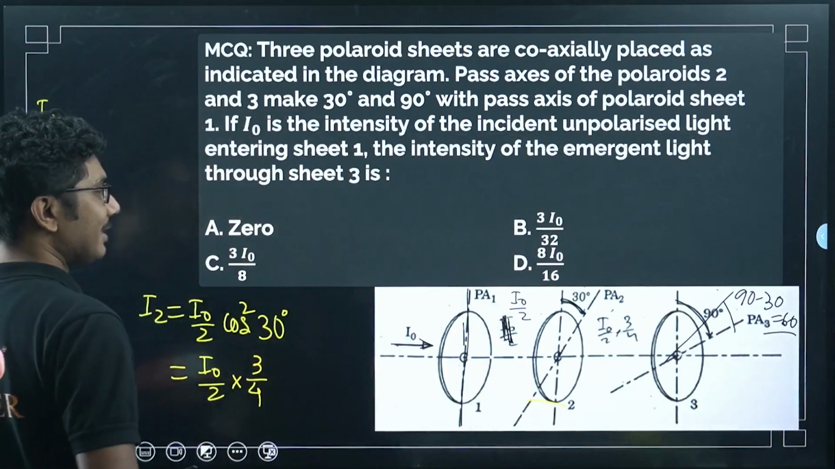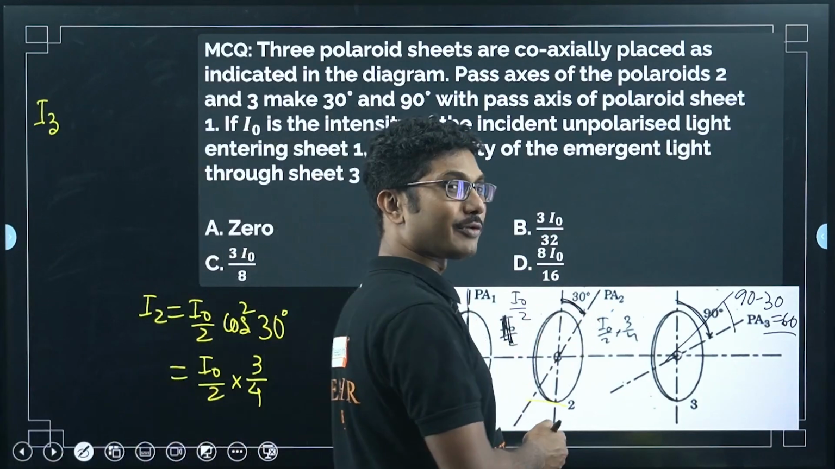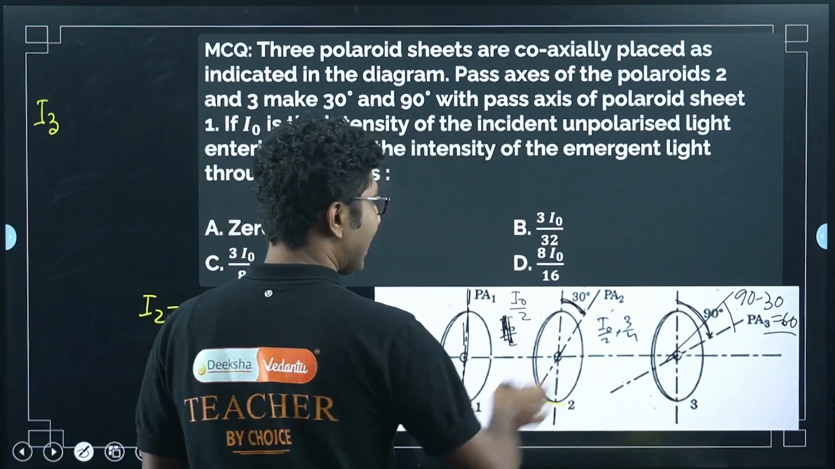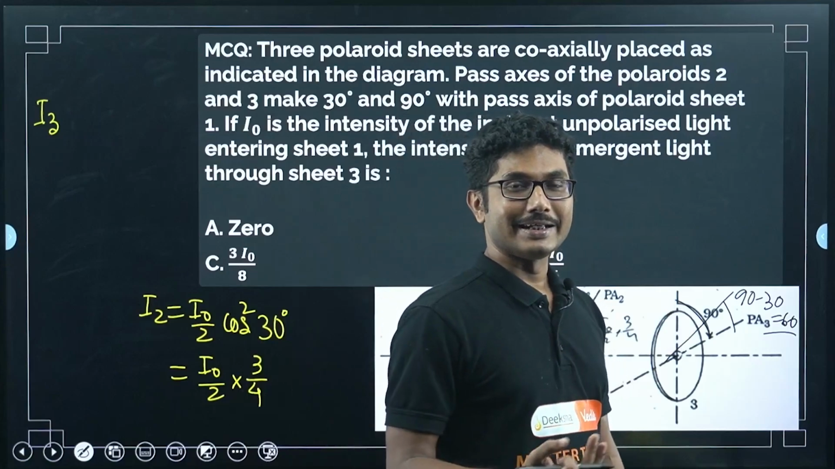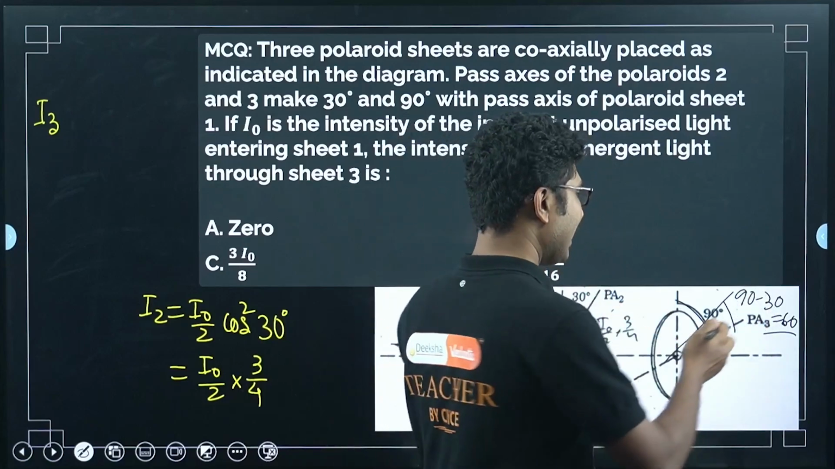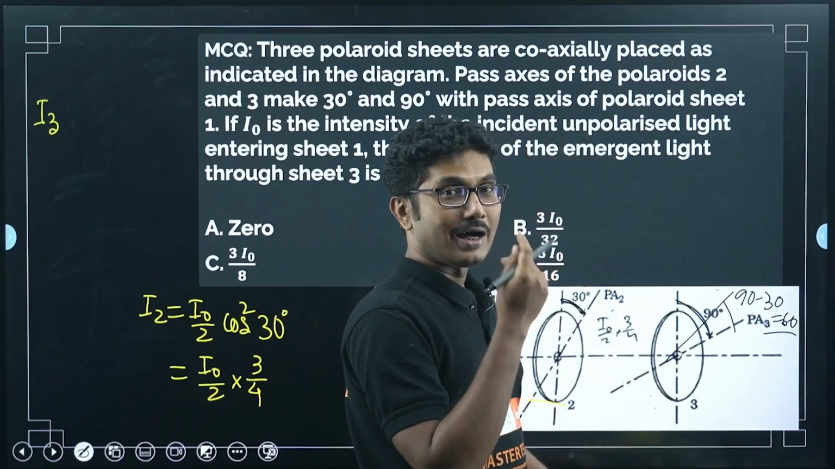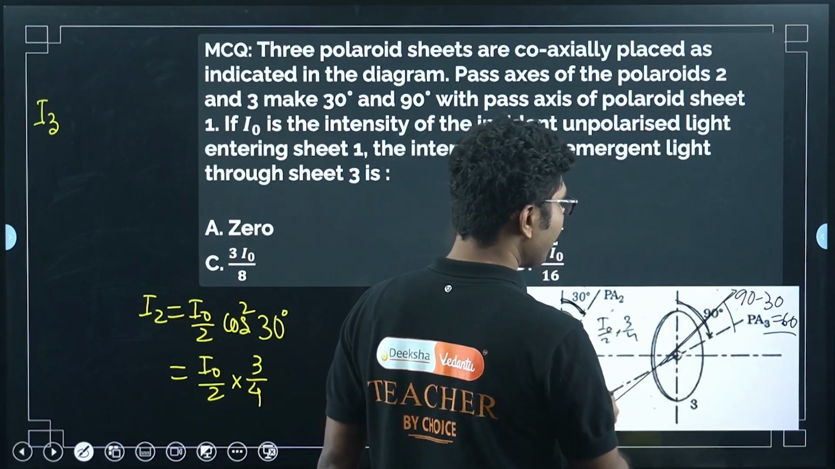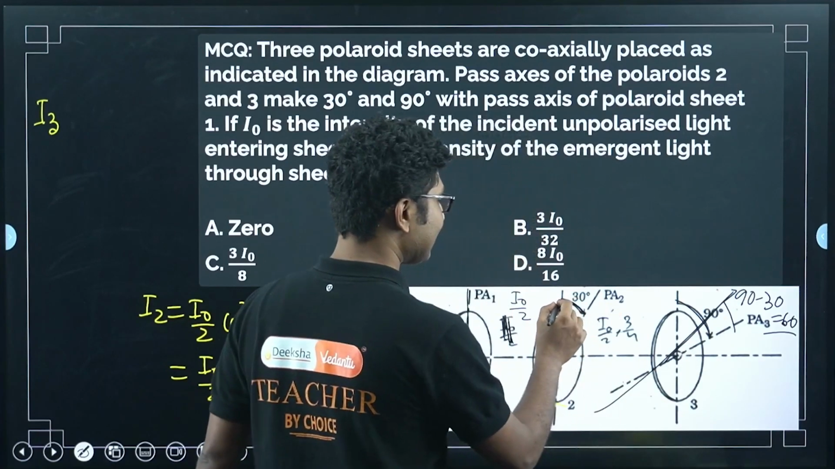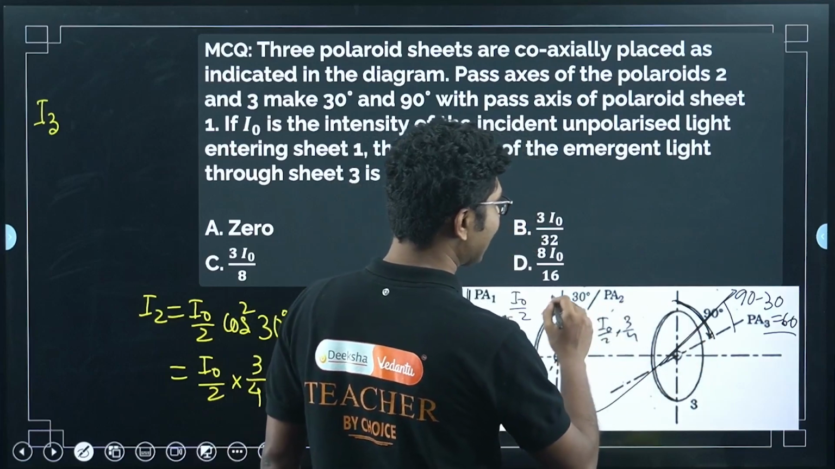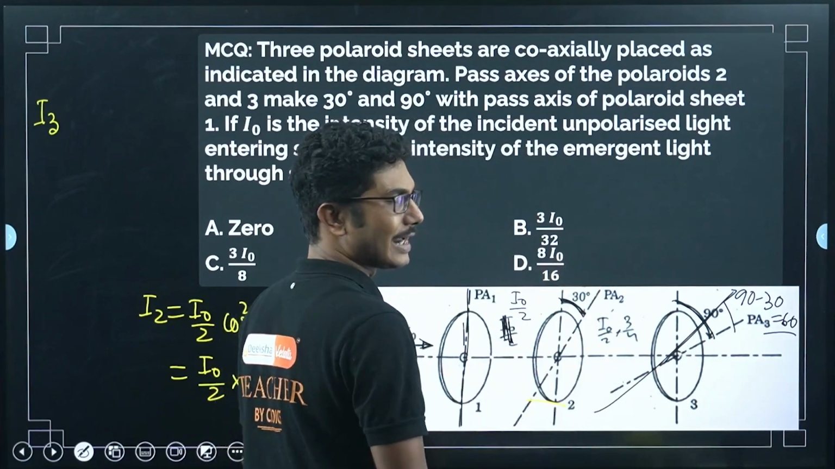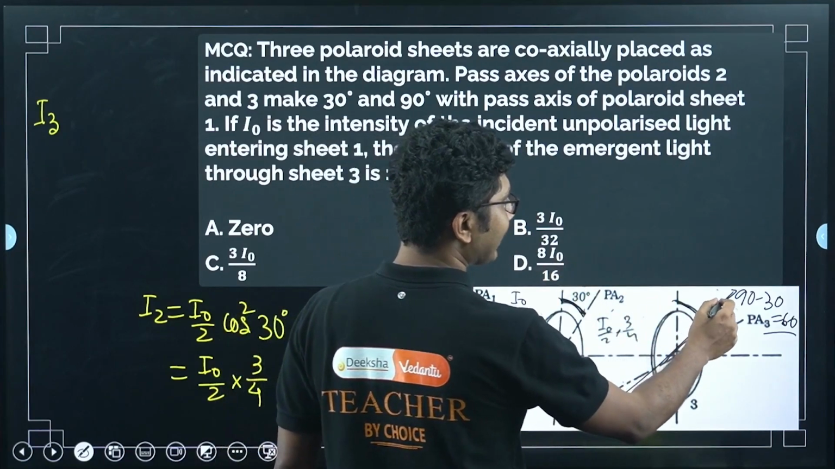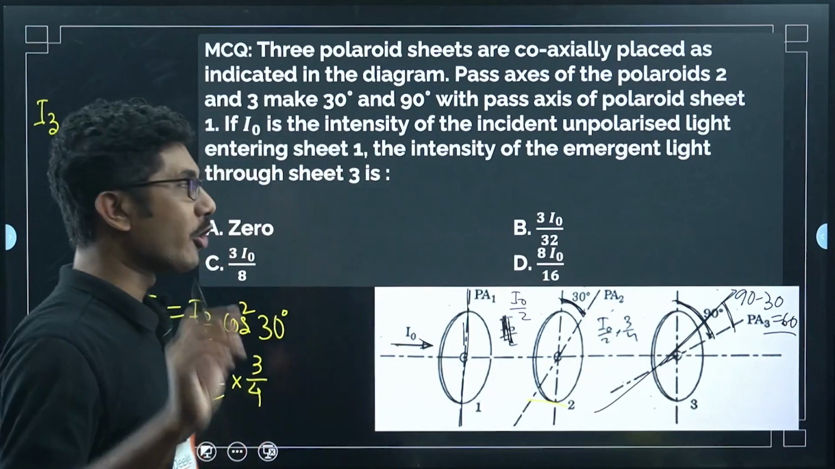So if you see, this is 30 degrees, so cos square 30 is 3 by 4. Now this is 90 degrees, cos square 90. Oh, cos 90 is 0. No. Here you have to find the angle between two consecutive Polaroids. That is, if this angle is 30, this angle is 90. So they have given the angle based on the same axis, right? So you have to find the angle between two corresponding axes.